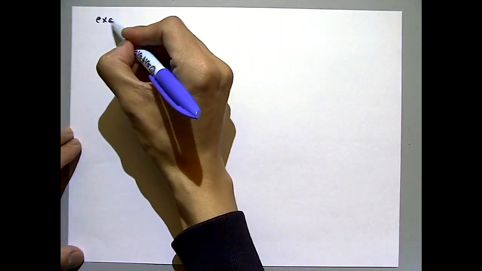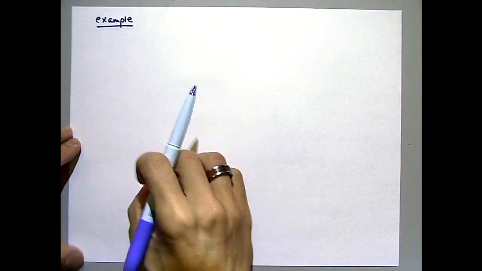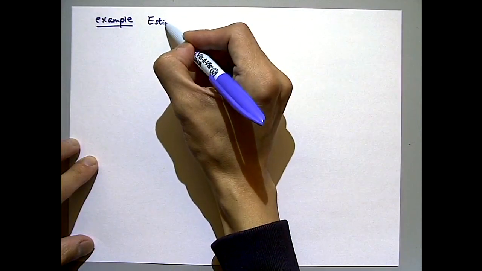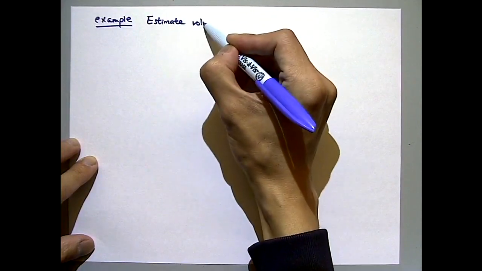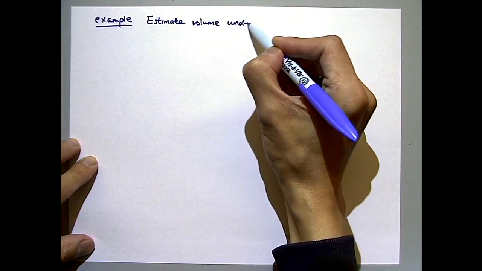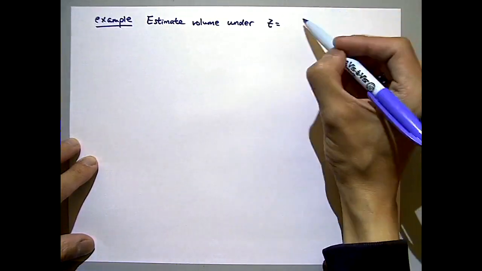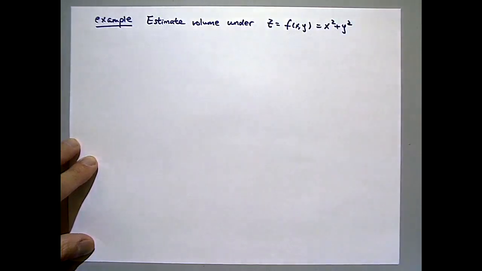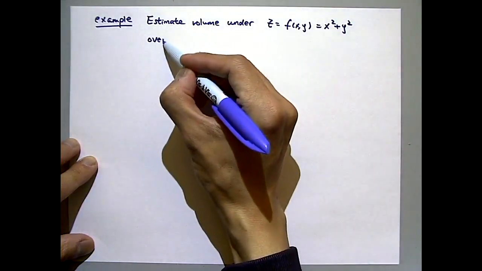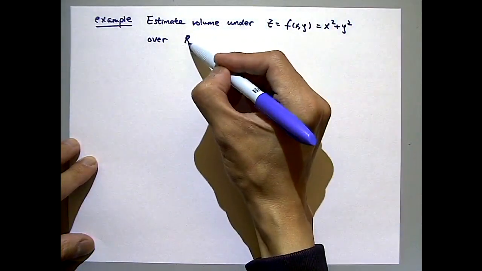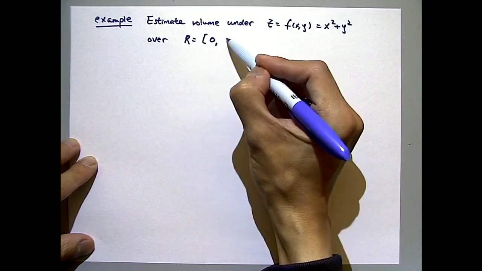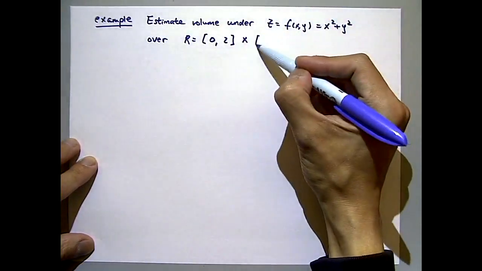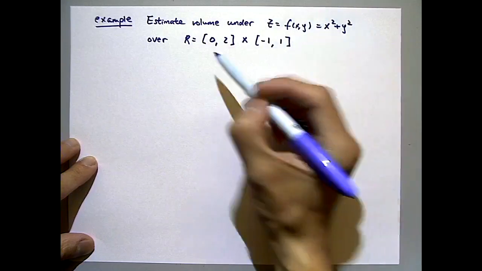All right, so here's an example. Let's estimate the volume under z equals f of x, y equals x squared plus y squared over this rectangle. Remember, in this notation, we're listing x first. x goes from 0 to 2, and y goes from -1 to 1.